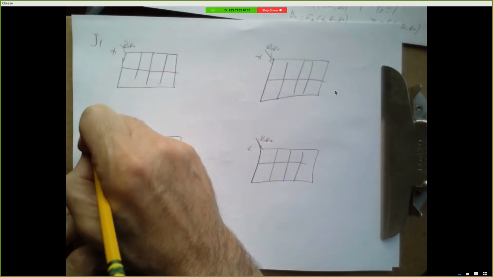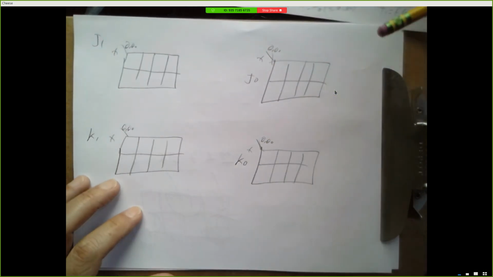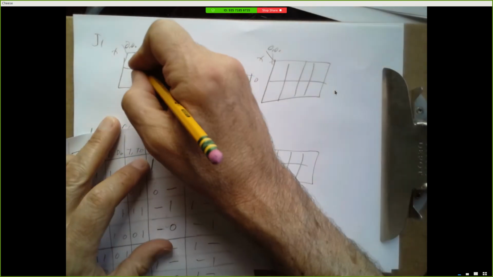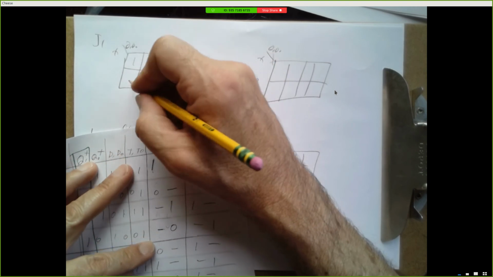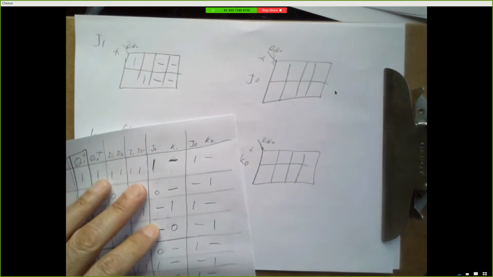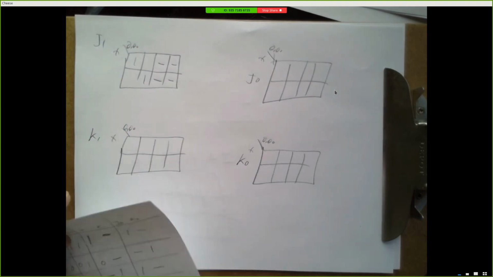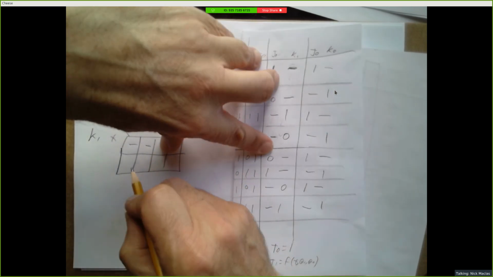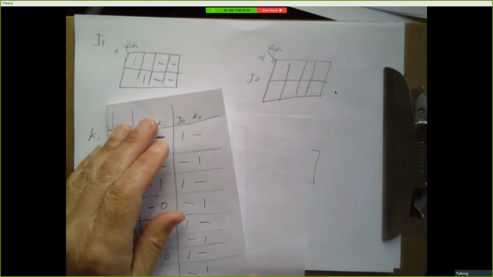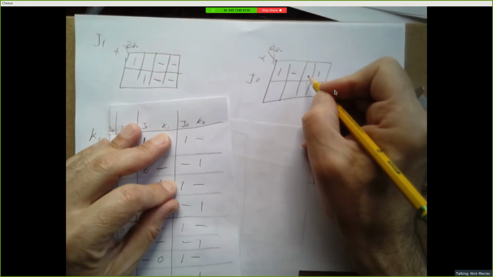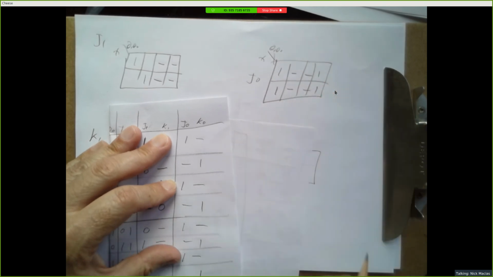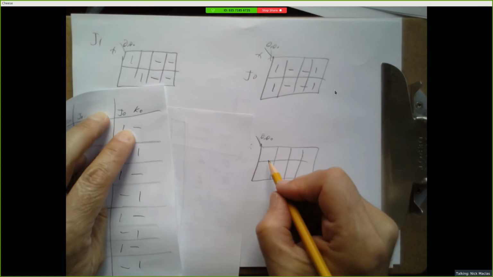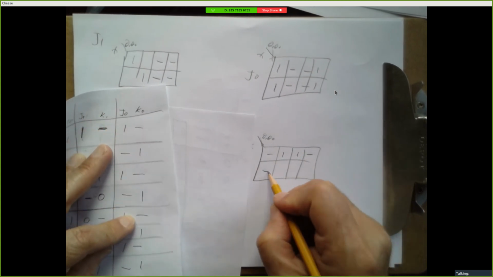So we'll do J1, K1, J0, K0. J1 looks like a 1, a 0, a don't care, a don't care, a 0, a 1, a don't care, and a don't care. K1 looks like don't care, don't care, 1, 0, don't care, 0, 1. J0 is a 1, a don't care, a 1, and a don't care, a 1, and a don't care, a 1, and a don't care. And K0 is a don't care, 1, don't care, 1, don't care, 1, don't care, 1.